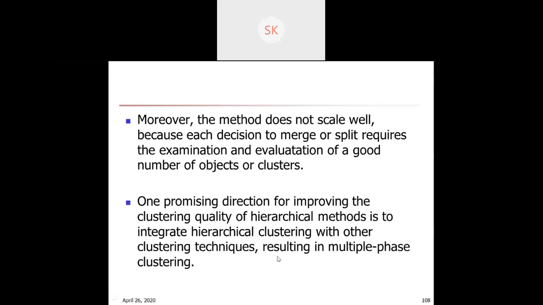Moreover, the method does not scale well because each decision to merge or split requires the examination and evaluation of a good number of objects on the cluster. One promising direction for improving the clustering quality of hierarchical methods is to integrate hierarchical clustering with other clustering techniques.